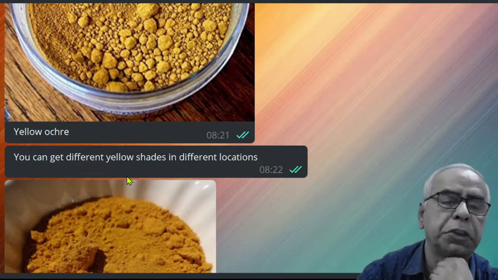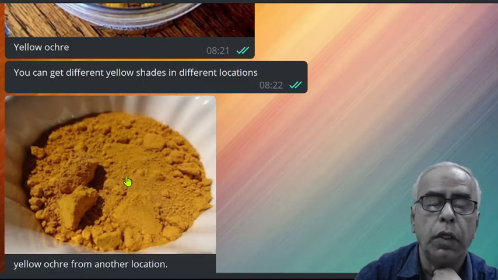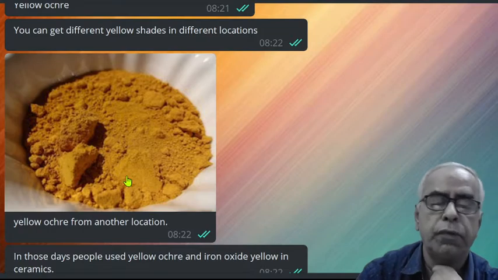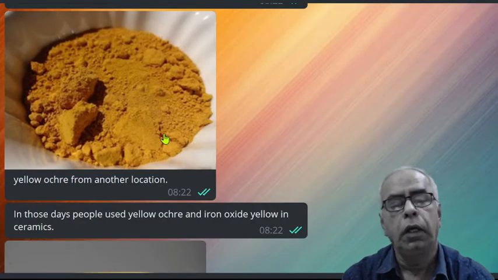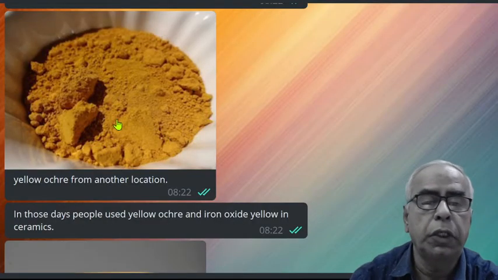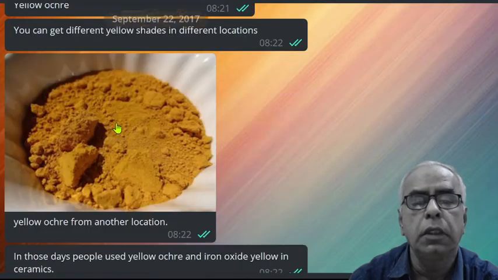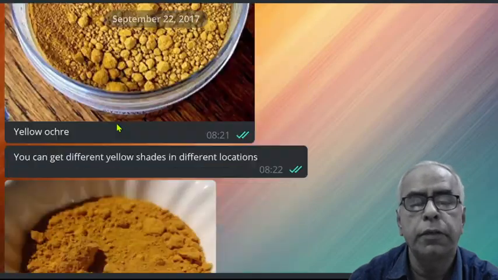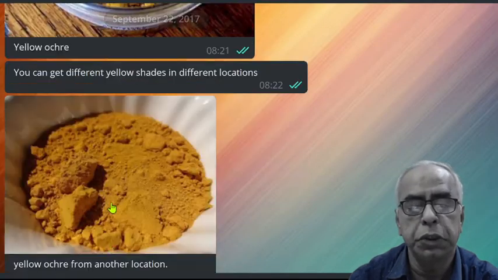Their tonal variations are very useful for us to give more different colors. This is the yellow ochre from another location. You could have seen these two differences, I mean the difference between these two types of yellow ochres obtained from different locations.